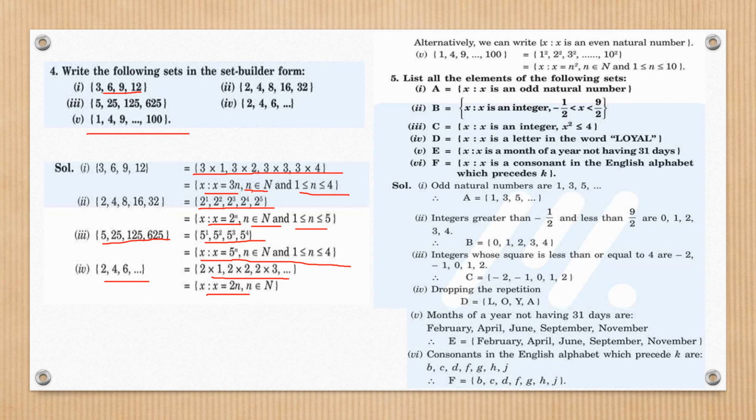This one is 1, 4, 9. Okay, so you know it's 1 square, 2 square, 3 square, up to 10 square. So it means x equal to n square for n belonging to N, and n is taking the value from 1 to 10. 1 and 10 are included.